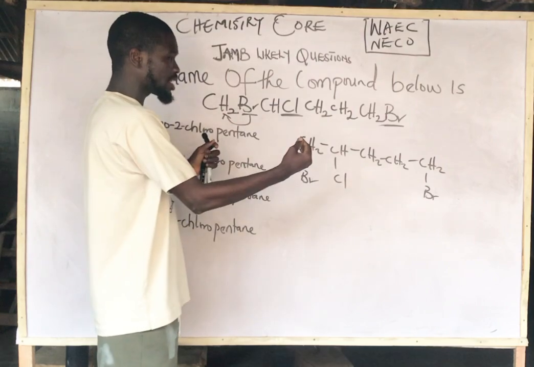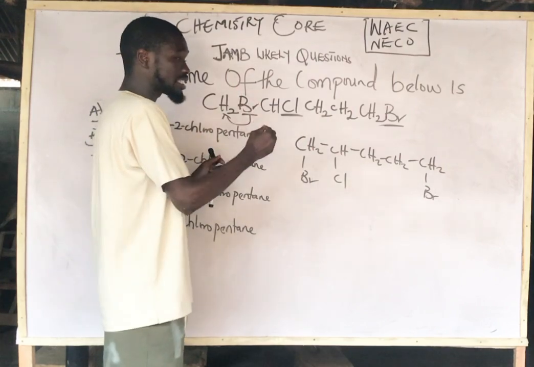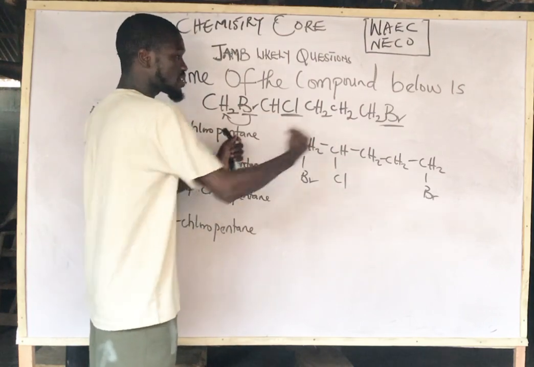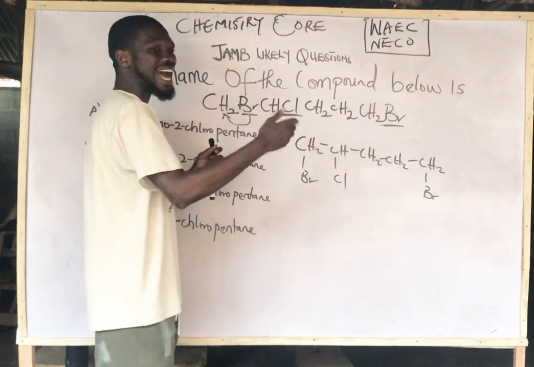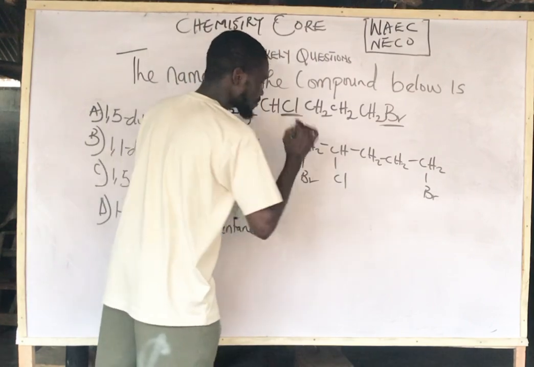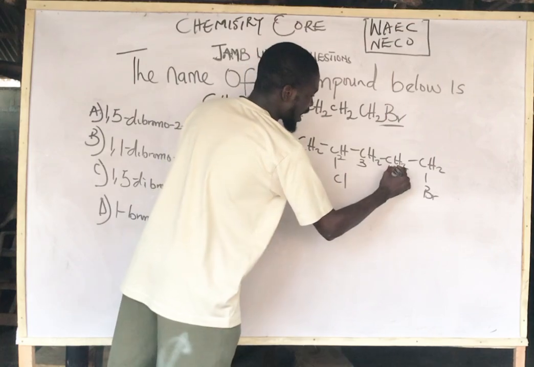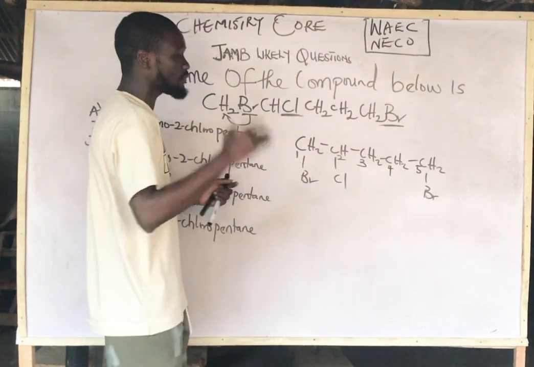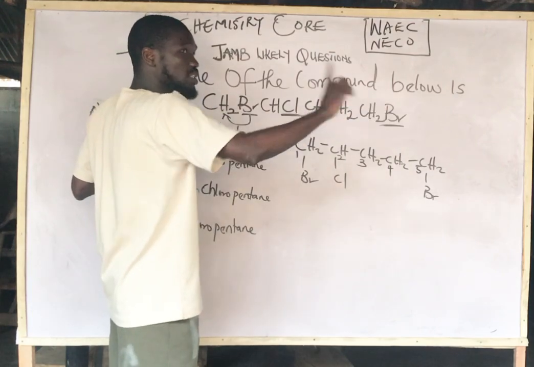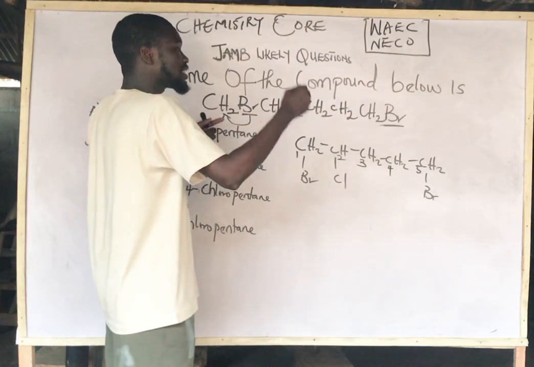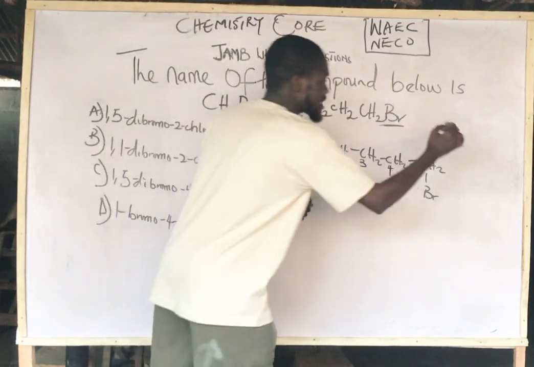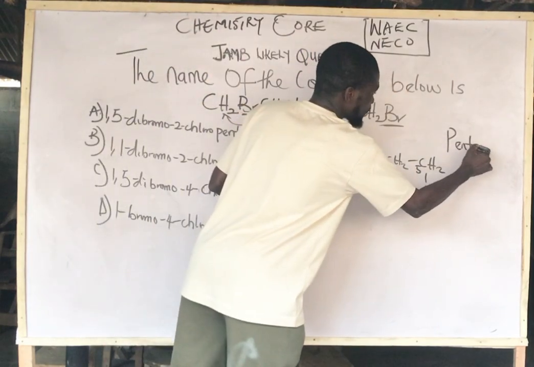So let's take the numbering. Listen attentively. We are going to take the numbering from both left and right. I repeat, we take the numbering from both left and right, and we look at the lowest number attached to the substituent. I have 1, 2, 3, 4, 5. That is 5 carbon atoms. According to the rules, the first rule states that you need to consider the longest continuous carbon chain. And 5 is what? Pentane. You write it out. Pentane.